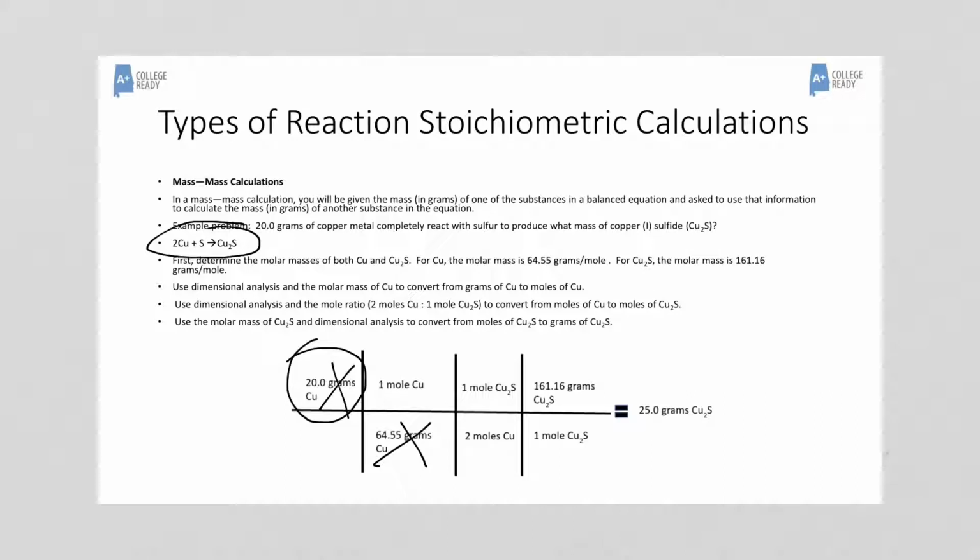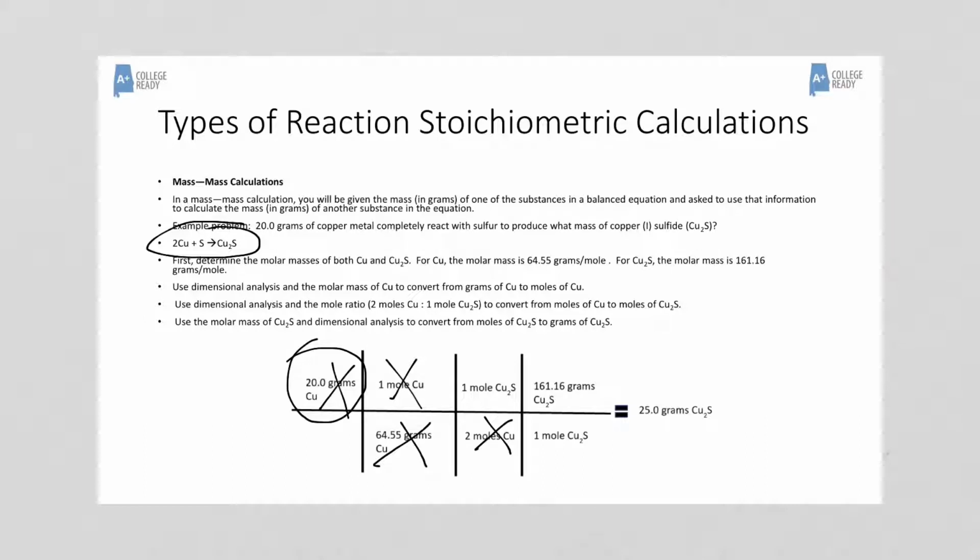Next, we use the mole ratio from the balanced equation. We can see that for every 2 moles of copper that we start with, we should make 1 mole of copper 1 sulfide. I'm sorry, copper 1 sulfide is what we're dealing with here. So 2 moles of copper need to go on the bottom so that moles of copper cancel with moles of copper, and 1 mole of copper 1 sulfide goes on top.